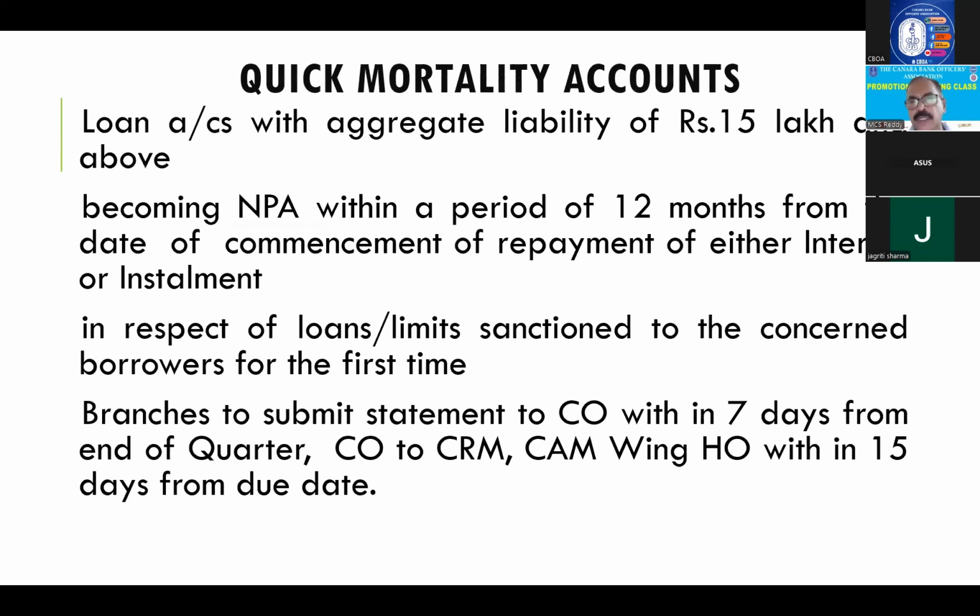Okay. Quick mortality only in this. What is a quick mortality account here? The liability cut-off is now enhanced to 15 lakhs. In olden days it was 5 lakhs only. So a loan with aggregate liability of 15 lakhs and above, if it becomes NPA within 12 months from the date of commencement of repayment, either interest or installment. In olden days it was from the date of disbursement. Now it is from commencement of repayment, 12 months, in respect of loan limits sanctioned to the party for the first time. That means he is a new borrower, availed 15 lakh rupees and became NPA within 12 months from commencement of installment. Then we classify it as a quick mortality account. Only definition in this class. Right?